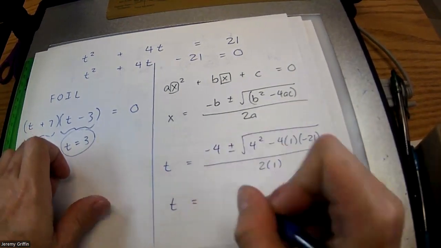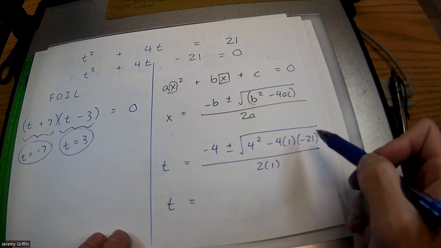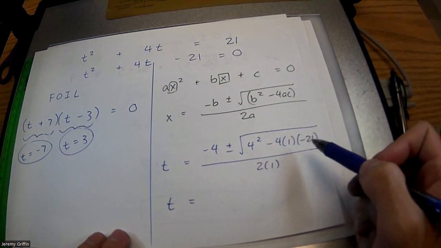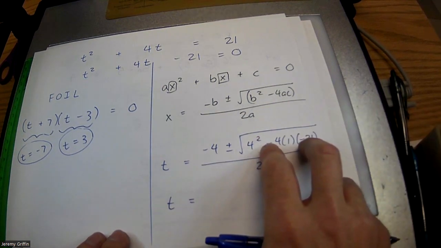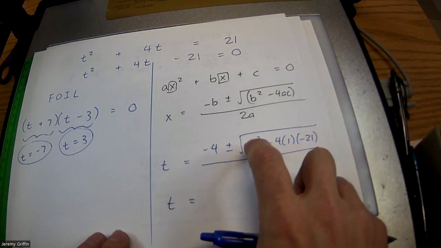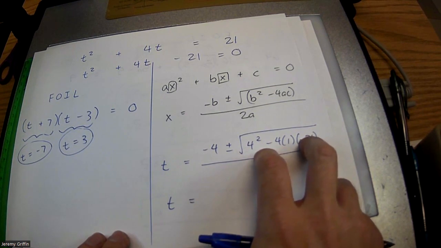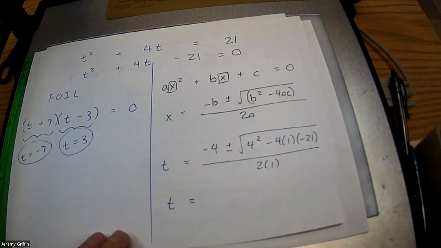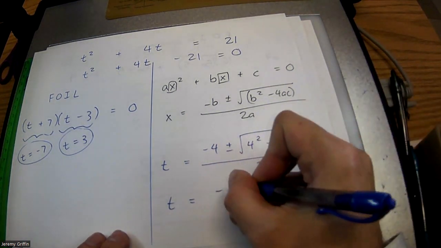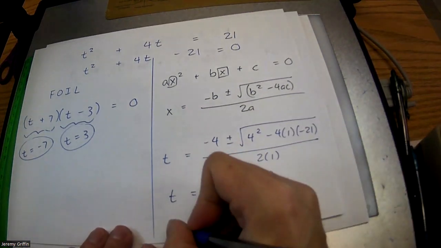So t is equal to, let's clean up all this square root stuff. Guys, what's 21 times 4? 84, right? And then negative negative makes positive. Then 4 squared is 16. So isn't this 16 plus 84? And what's that? 100, right? What is the square root of 100? 10. So it's negative 4 plus or minus 10, all divided by 2.